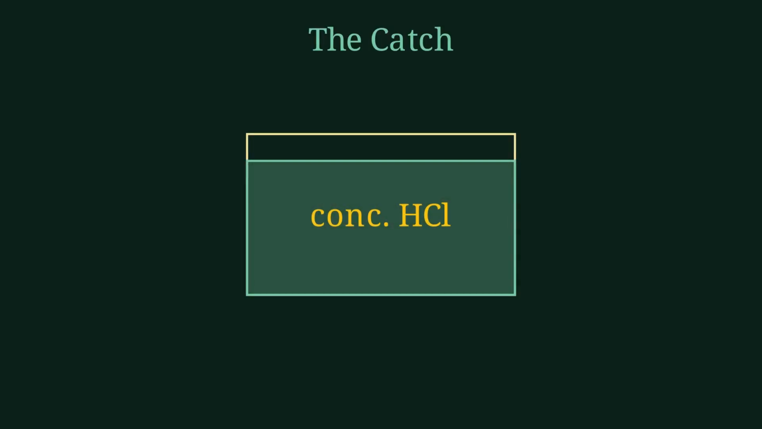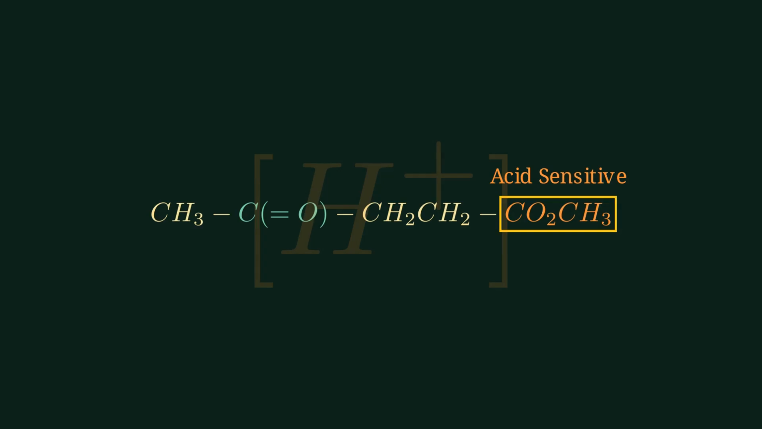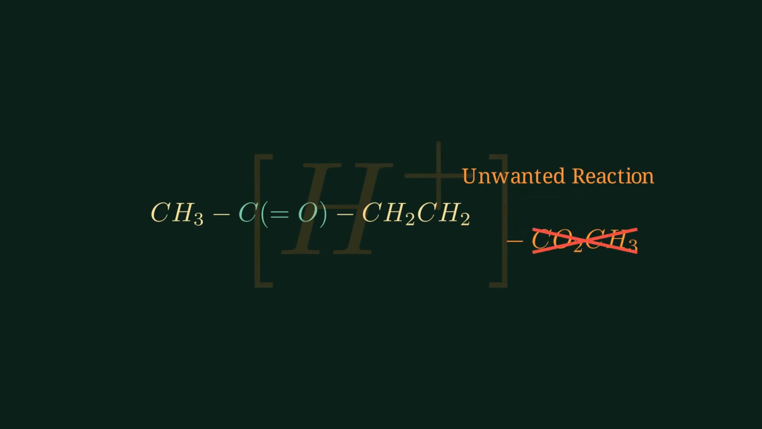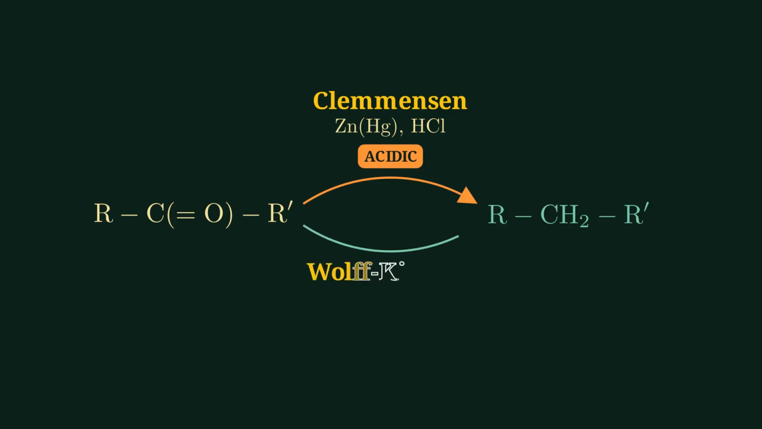But there's a catch. Because this reaction happens in a literal vat of concentrated acid, it's not for everyone. Picture a molecule that has other sensitive groups on it, maybe an ester or an alcohol. If we drop that into the Clemmensen acid bath, the whole molecule might fall apart or react in ways we didn't intend. This is the central challenge of organic synthesis, choosing the right tool for the job. If your molecule can't stand the heat of the acid, you might look toward its brother reaction, the Wolff-Kishner reduction, which does the same job but in a basic environment.